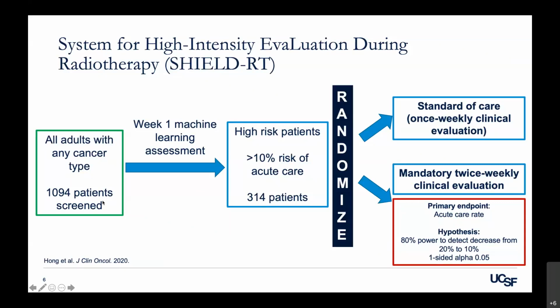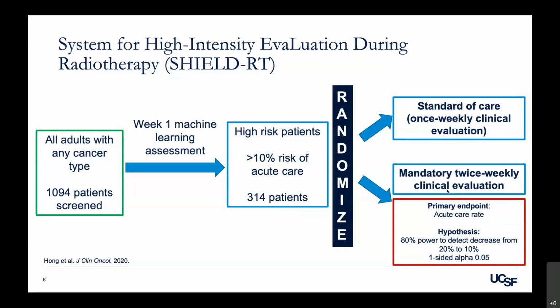All patients that came through the radiation oncology department were evaluated by this machine learning algorithm. During the first week of treatment, we were able to use this to identify patients who were at high risk for acute care, which we defined as over 10%. Those high-risk patients were then randomized to either the standard of care, where they were seen once weekly by their radiation oncologist, or seen twice a week with an extra visit carried out typically by a member of the treating team. The primary endpoint of this study was the acute care rate.